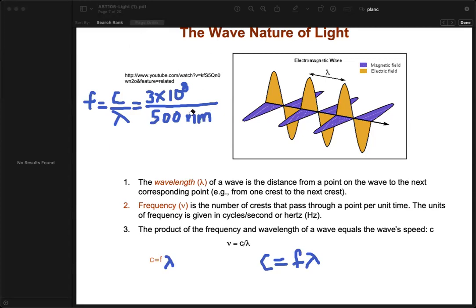Now this nanometer, nano means 10 to the power -9. Okay, so wherever you have nano in your calculations, you can replace it with 10 to the power -9.